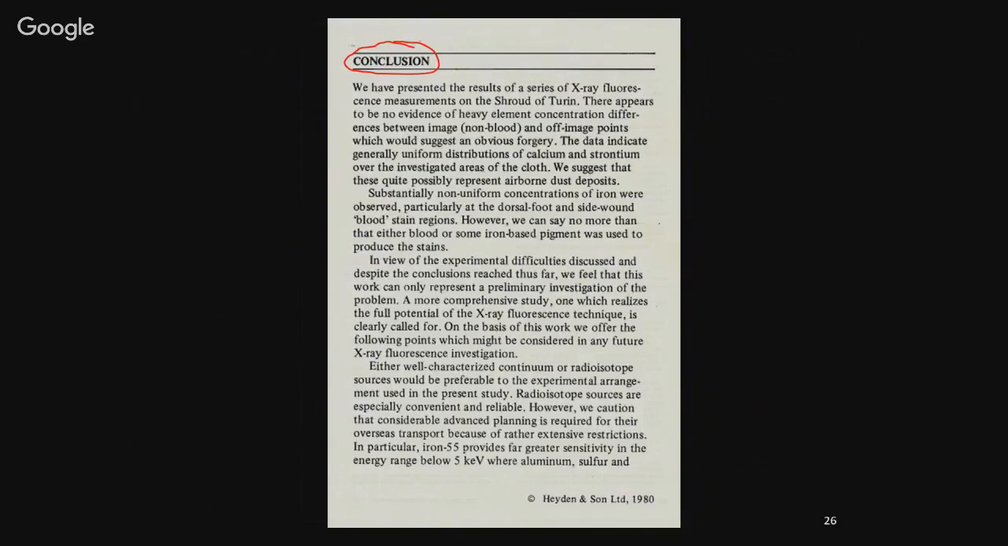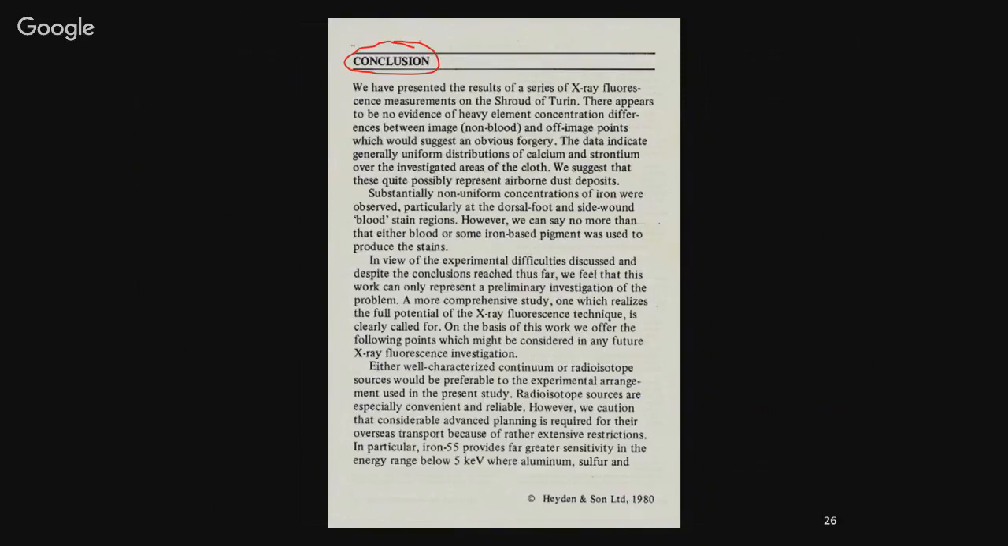We've presented the results of a series of X-ray fluorescence measurements on the Shroud of Turin. There appears to be no evidence of heavy element concentration differences between the image or non-blood areas and the off-image points, which, had that been there, would suggest some kind of forgery.